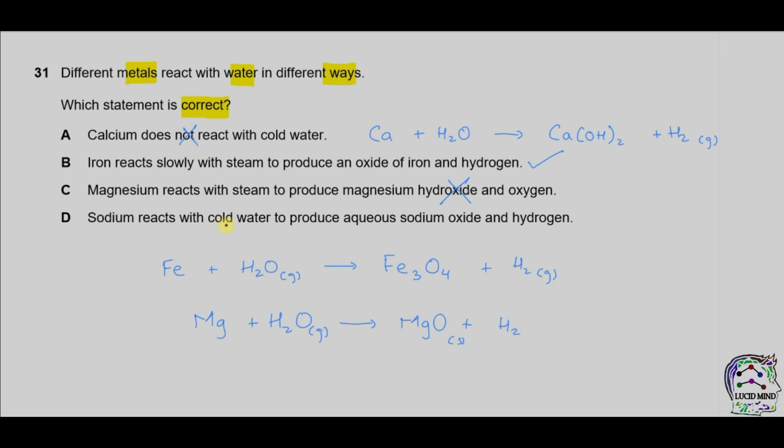Part D, sodium reacts with cold water to produce sodium oxide and hydrogen. Now sodium reacts with cold water to form sodium hydroxide. It does not produce sodium oxide in cold water. So we can write the equation: sodium plus cold water forms NaOH aqueous along with hydrogen gas. So the only correct option is part B.